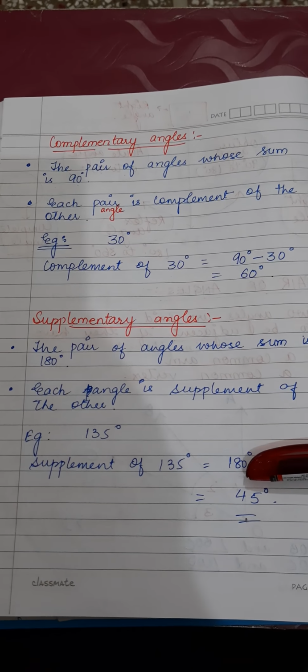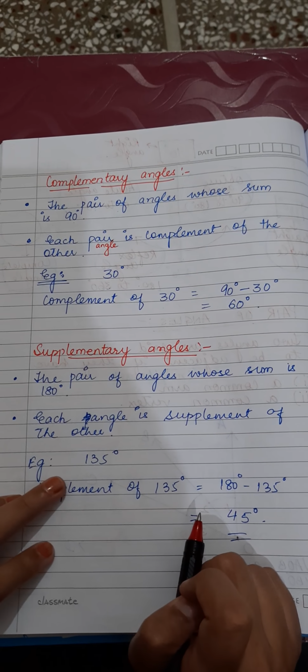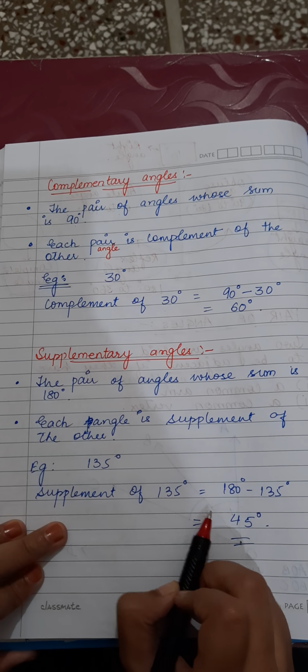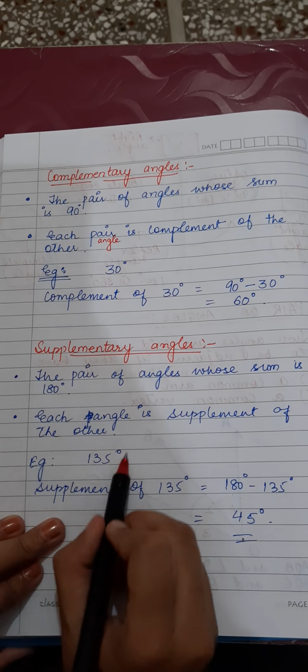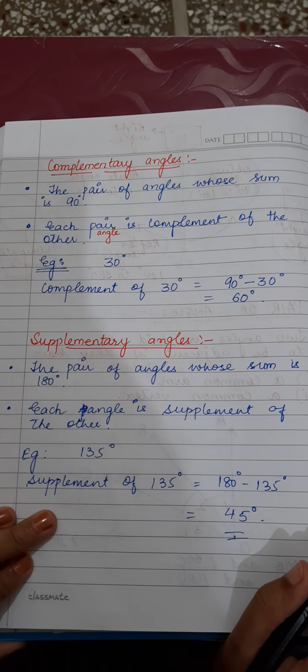Okay, so this was your complementary and this was your supplementary. In this, for example, 135 degrees is there. This is the angle, and I have to find the supplement of this angle. So what I am going to do is 180 degrees minus 135. Whatever angle is there, I am going to subtract from 180, and I will be getting 45.